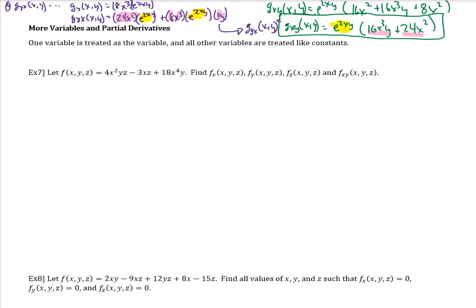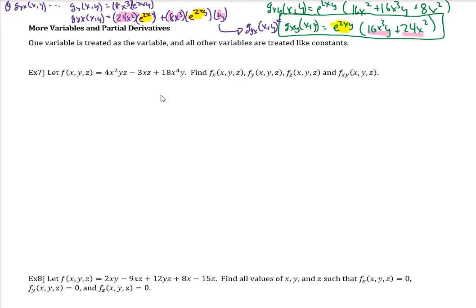Hi everyone, welcome to our video where we're doing partial derivatives, but we have another variable thrown in, so we've got lots of variables now. It's still pretty much the same thing, it's just there's more variables. Whatever variable we're doing the derivative with respect to, we treat as a variable. All others are treated like constants. Okay, so let's break this down.